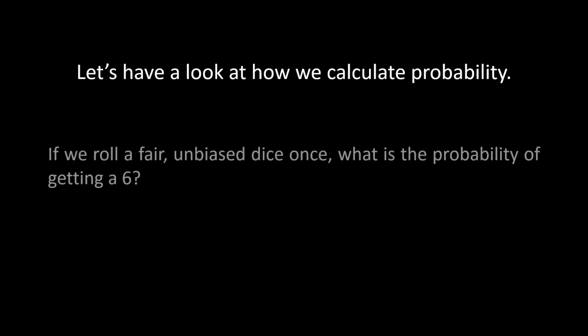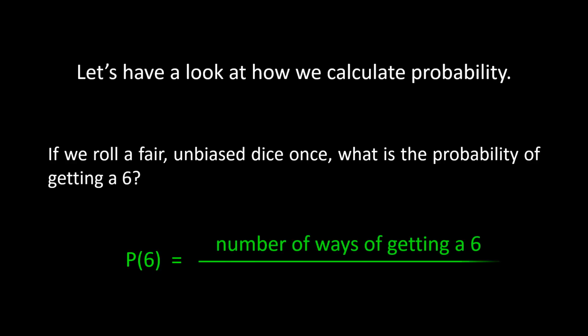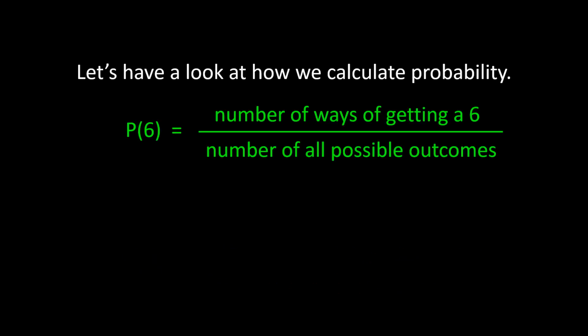Okay, so let's look at another probability. If we roll a fair unbiased dice, what's the probability of getting a 6? Well, it's a similar calculation. The probability of getting a 6 is the number of ways of getting a 6 divided by the number of all possible outcomes. So let's just shift that up there.